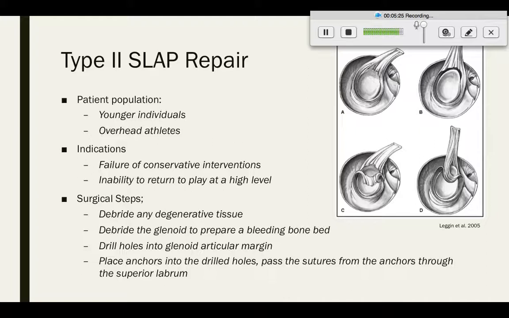For A and C, typically a surgeon's going to go in and just debride the unstable tissue back to a stable base. D is a little bit more complex. It's probably a combination of a repair with maybe a debridement as well.